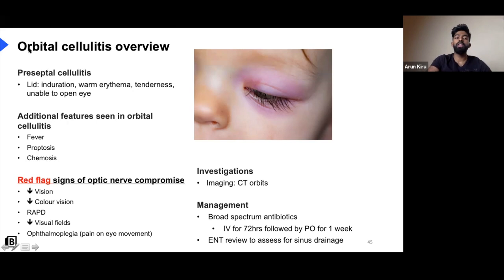So if you get an orbital cellulitis patient, you investigate with a CT orbit. The CT is the best thing. And then you manage it with broad spectrum IV antibiotics. And then ENT have to get involved because usually it comes from a sinus. They may need to drain the original source of the infection.